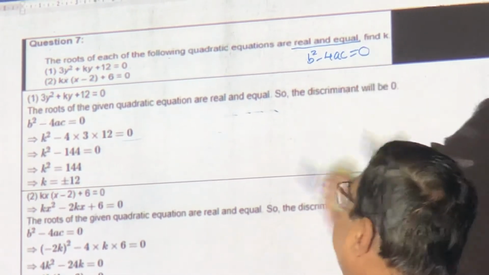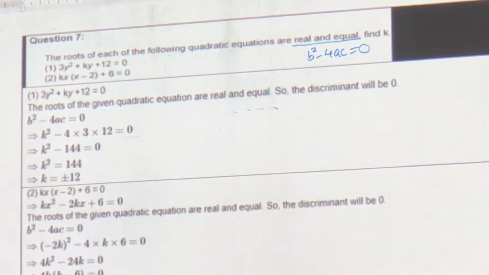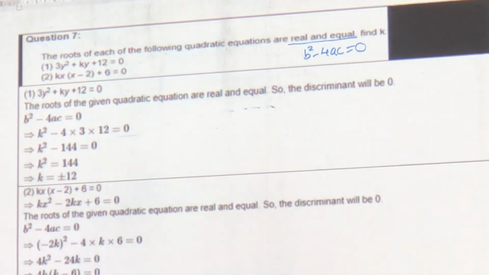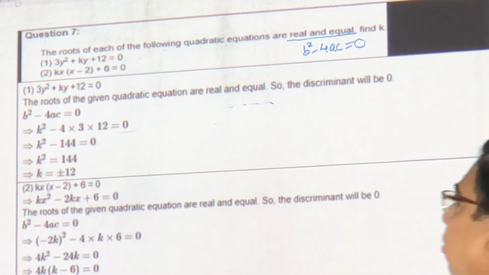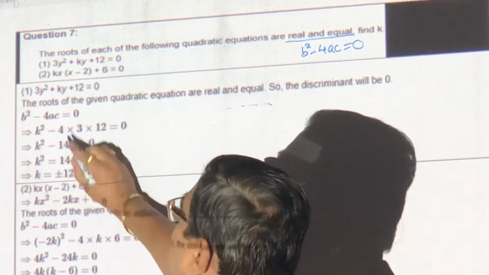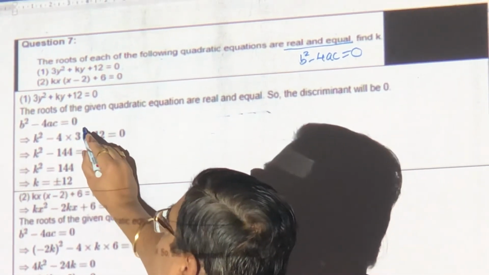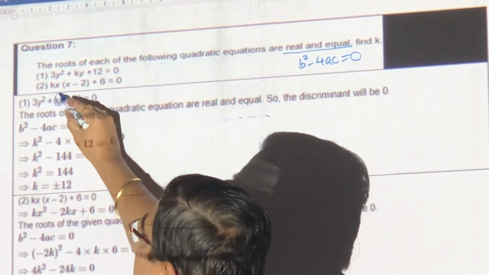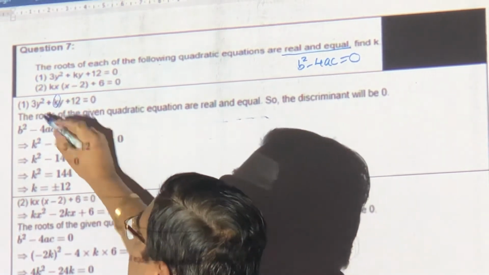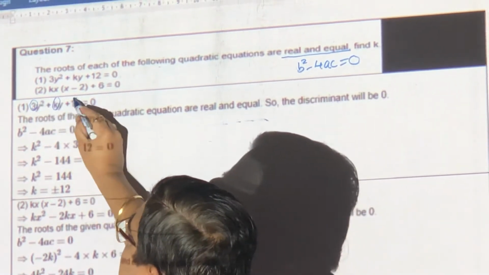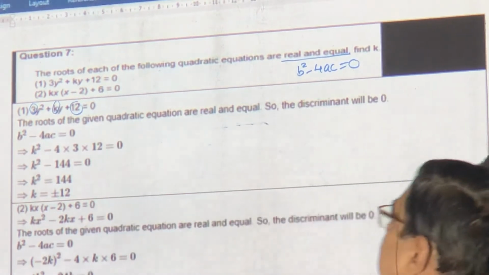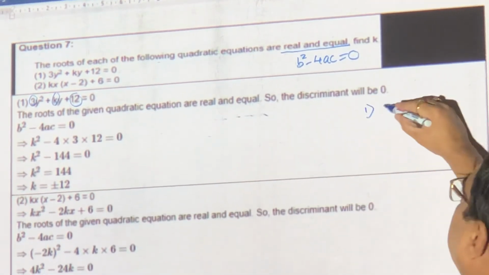Learn to read. Please learn to read. Otherwise, sum is not difficult. He is using mathematical language. So, b square minus 4ac is 0.